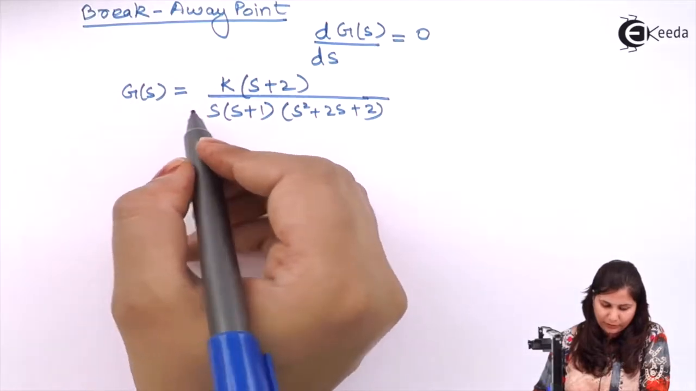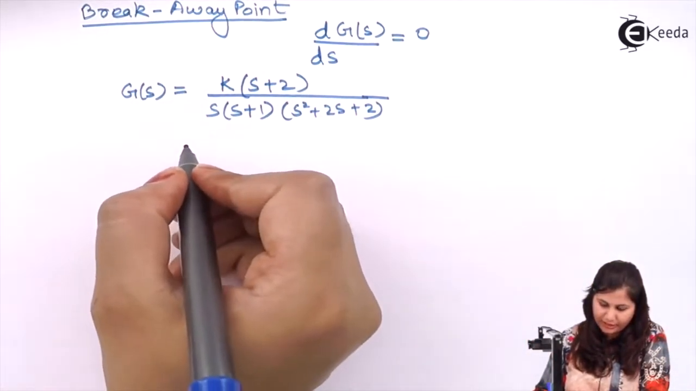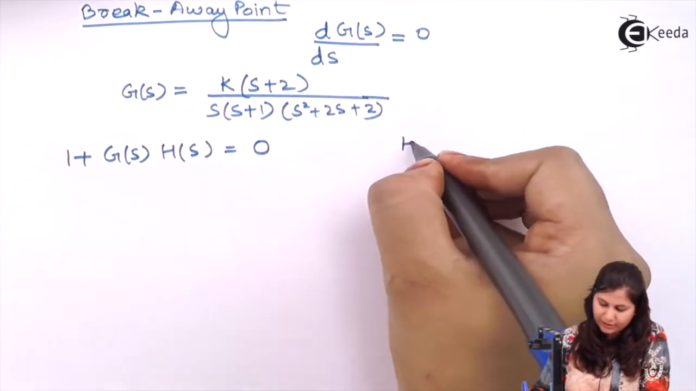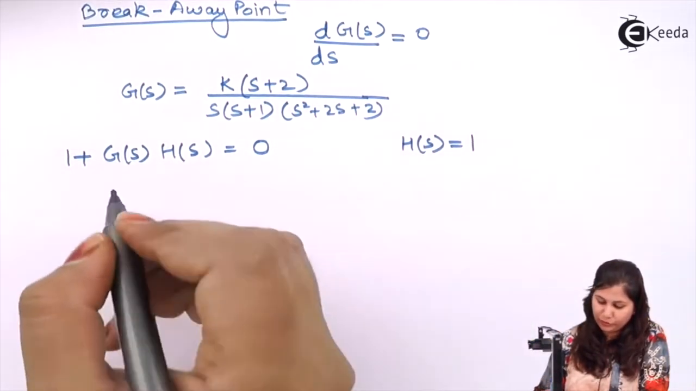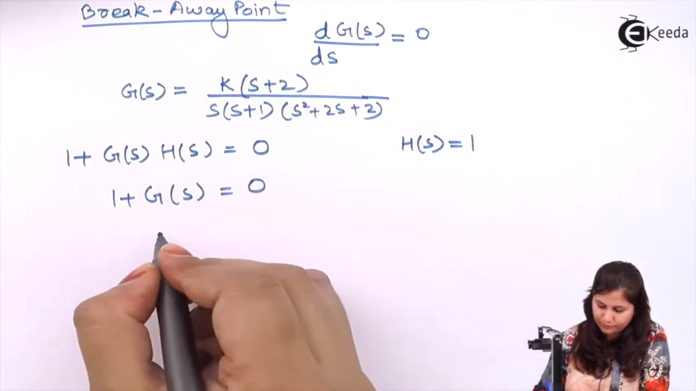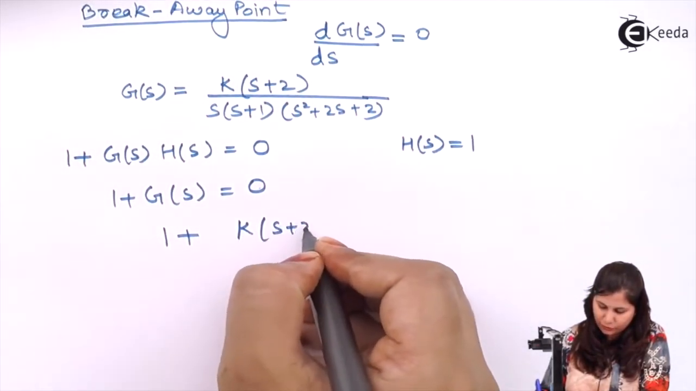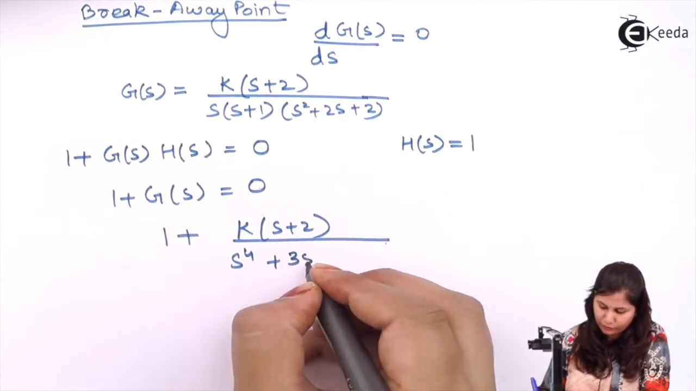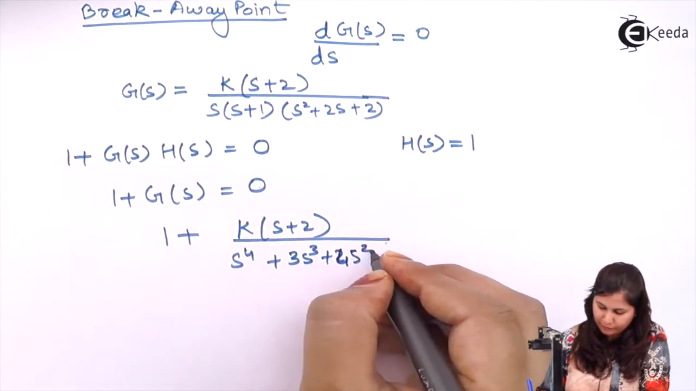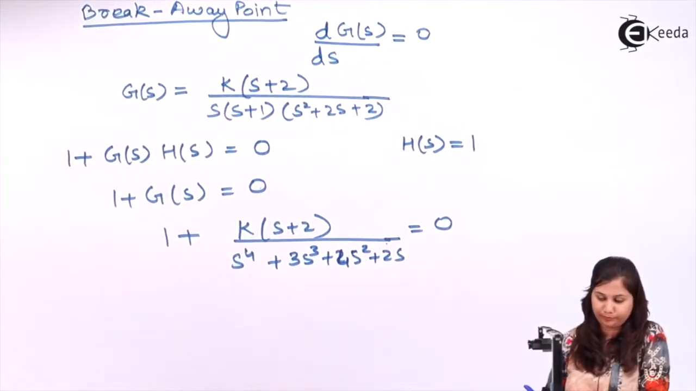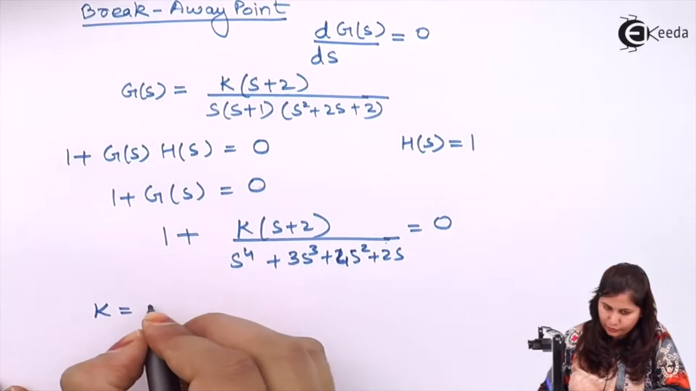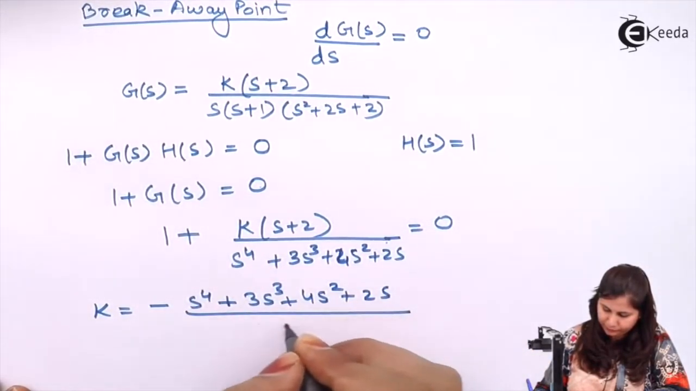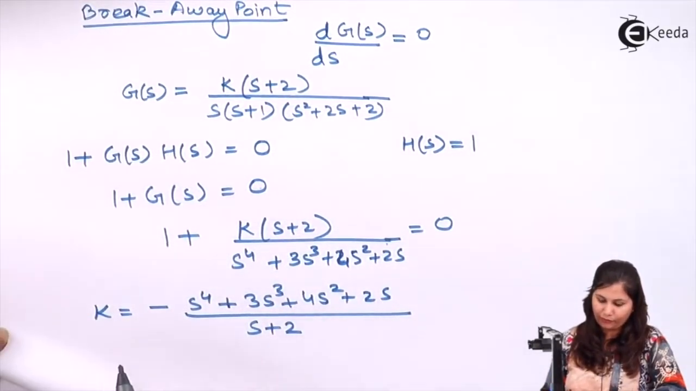From the equation of the open loop transfer function, we can write the characteristic equation as 1 plus G(s)H(s) equals 0. And H(s) is given to us, it is a unity feedback system, so H(s) will be equal to 1. So 1 plus G(s) equals 0. Putting the value of G(s) here, we multiply this inside. So we are having s to the power 4 plus 3s cube plus 4s square plus 2s plus K(s+2) equals 0. Solve this, we will get K equals minus (s to the power 4 plus 3s cube plus 4s square plus 2s) upon (s+2). We are having the value of K as this.